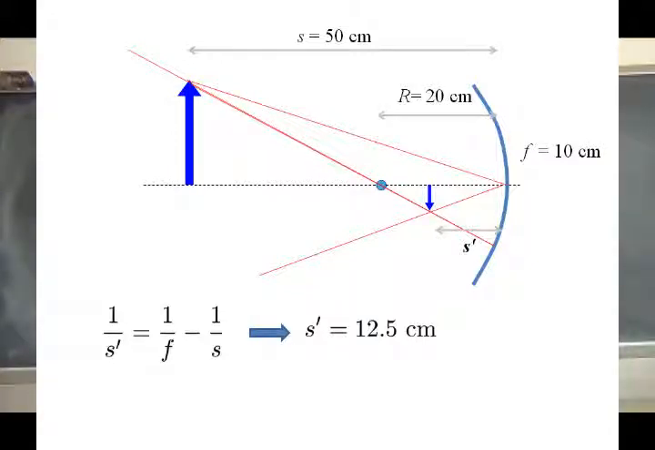Furthermore, I can work out the magnification, the ratio of sizes. The magnification is the negative of s prime over s, we decided, which is the same as y prime over y, and that's minus 0.25. So the image is 1/4 the size of the object, and is inverted. That's what the minus sign means.